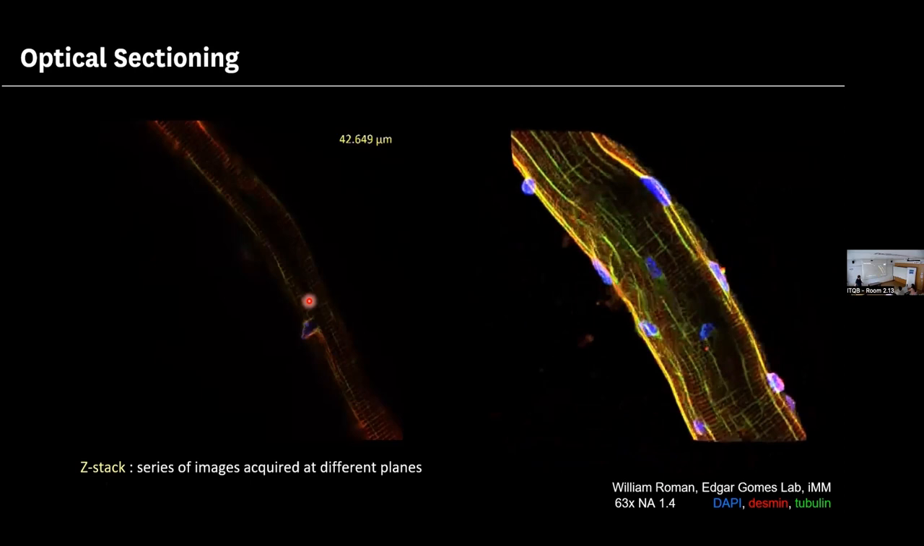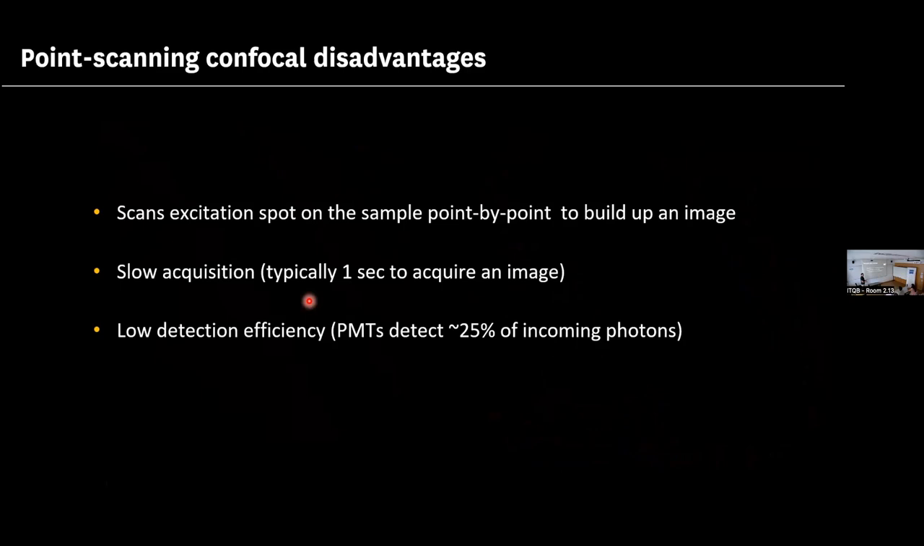So, what are the disadvantages? They are very related with the advantages. The increased resolution means that, to be able to acquire these images, you don't acquire the image with a camera in a single snap of the sample. You need to scan your excitation spot on the sample point by point to build up an image. It can be very slow because, again, you're scanning point by point. So you can typically take 1 second to acquire an image.